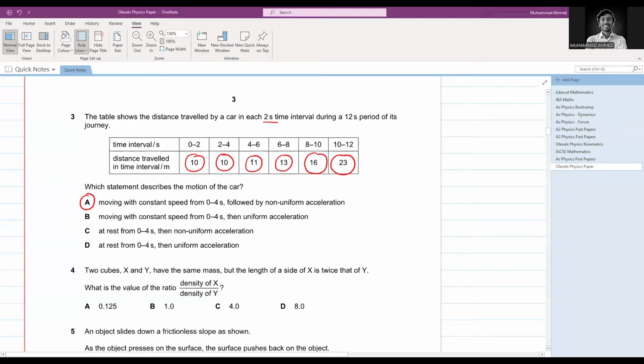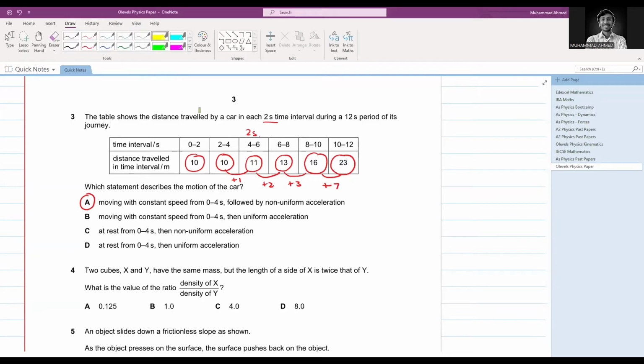Can you see in the 4 to 6 seconds, you are traveling 11 meters? Then in the 6 to 8 seconds, you are traveling 13 meters. So initially, there was an increment of plus 1. Then there was an increment of plus 2. Then plus 3. Then plus 7. This is a signal of non-uniform acceleration.